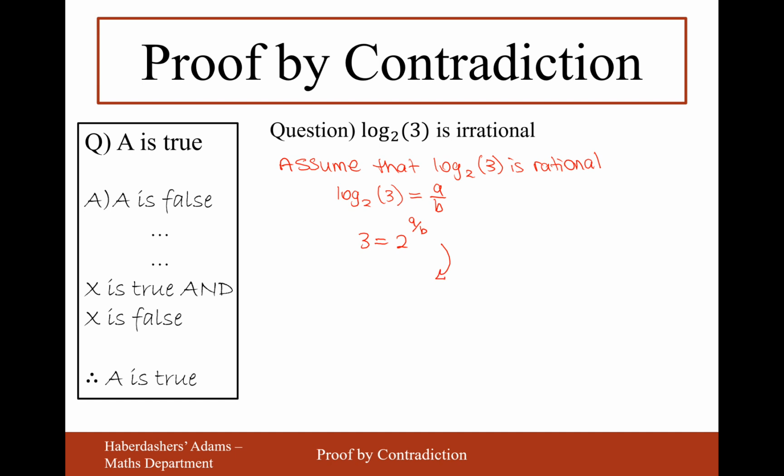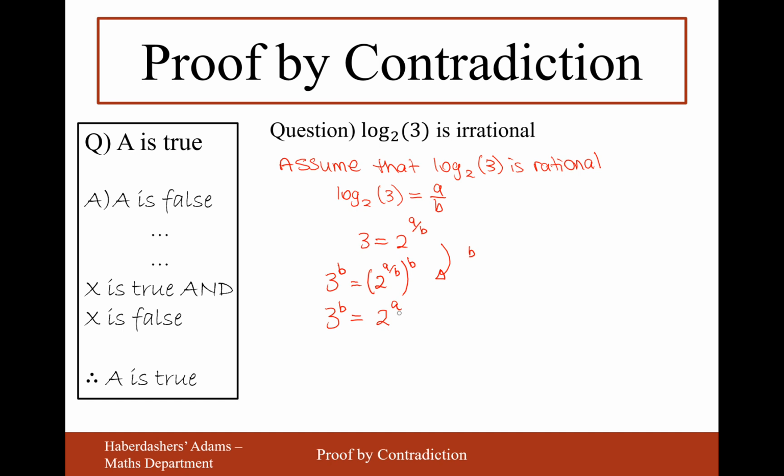And the next thing I'll do is I will raise everything to the power of b. So it's going to be 3 to the power of b equals, I'll make sure I spell it out clearly here, 2 to the power of a over b to the power of b. Now when you've got one power of another power, you multiply your power numbers. So it's going to be 3 to the b equals 2 to the power of a, because we've got b times a over b. So it's just a.